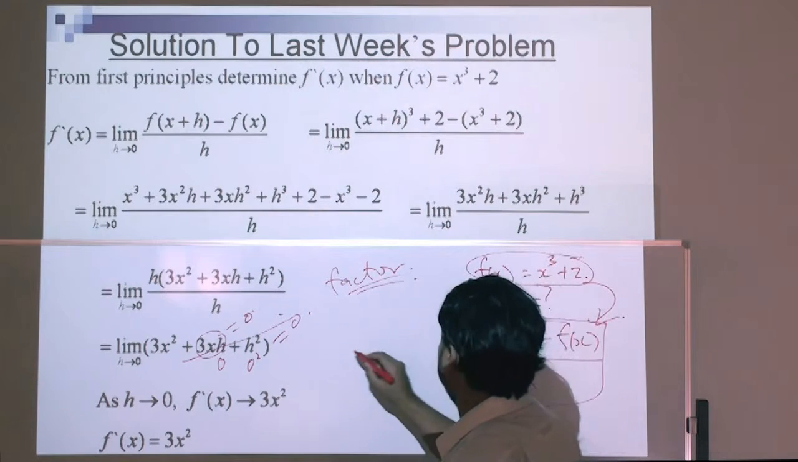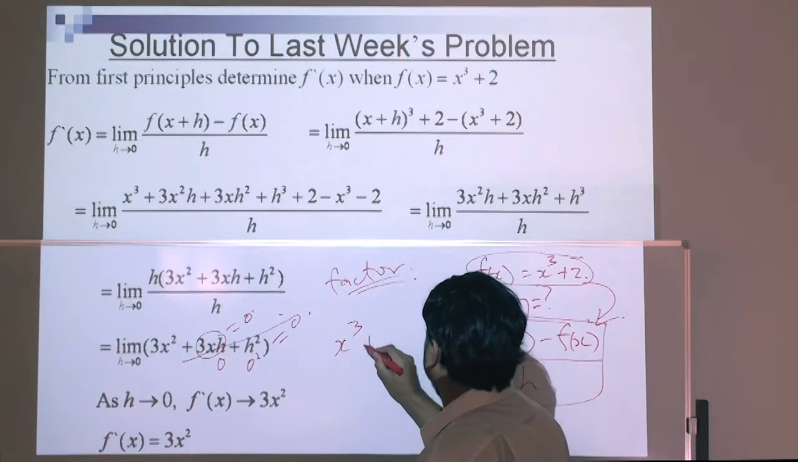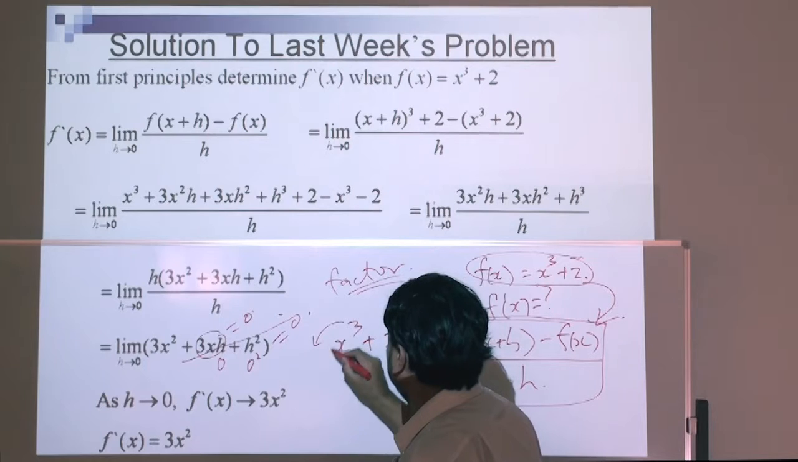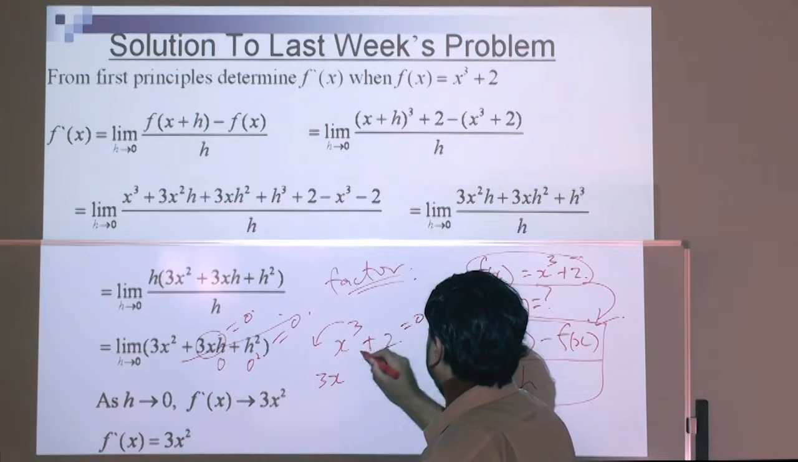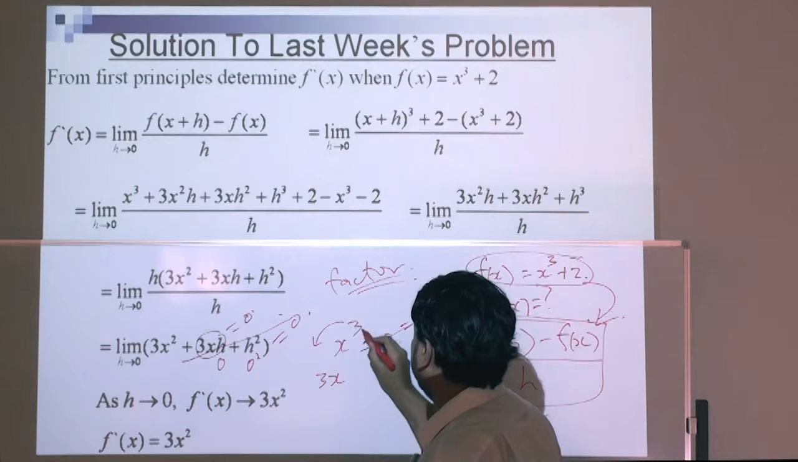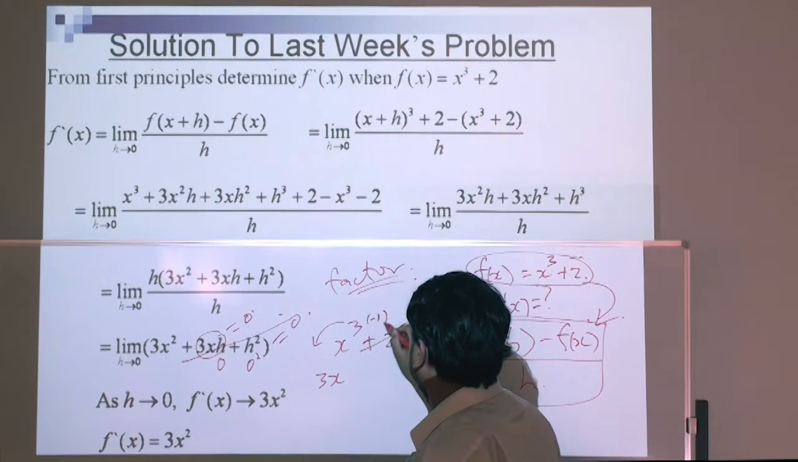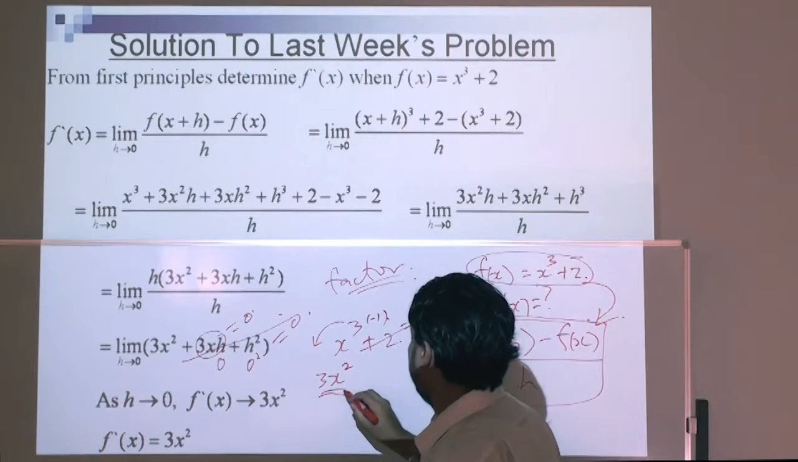Remember our shortcut method we talked about last week? Take the 3 and put it in front, so it becomes 3x. A constant becomes 0. Remember that law? And then the power is reduced by 1: 3 minus 1 equals 2. So we get 3x squared.